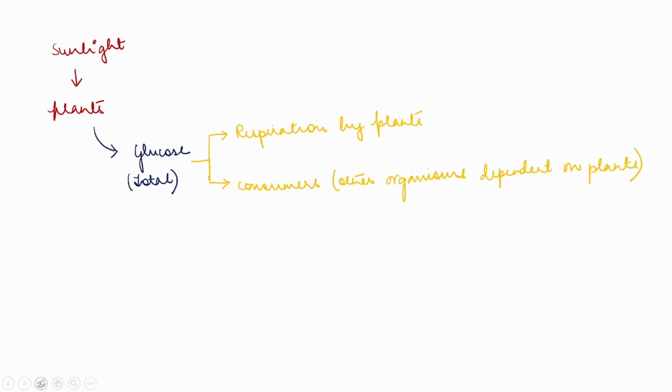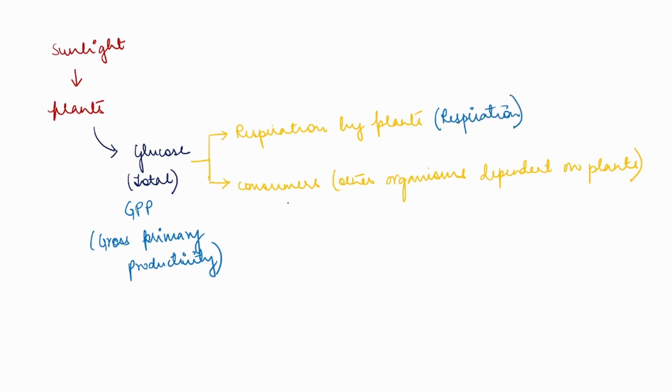So what will you see? This total glucose which is produced, we call gross primary productivity, GPP. Now out of gross primary productivity, if we subtract the energy or glucose utilized for respiration, from total glucose, what is available? NPP, that is net primary productivity. And this is what is available to consumers. Am I clear? This is the energy that is available to consumers.